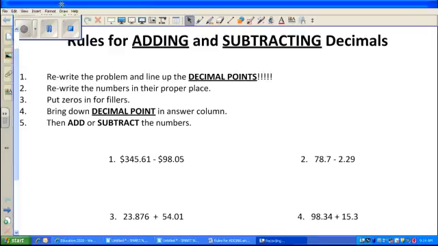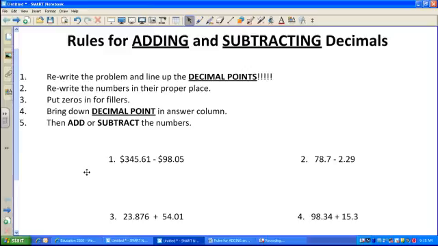We are looking at the rules for adding and subtracting decimals. We have 5 rules that I wrote out here. First thing you want to do is rewrite the problem and line up the decimal points. Second step, rewrite the numbers in their proper place, meaning the ones in the ones position, the tens in the tens position. They need to line up. So behind the decimal, line up the tenths position, the hundredths position.